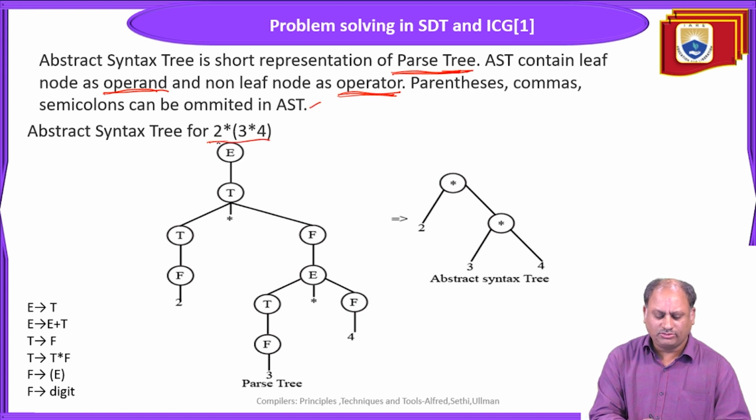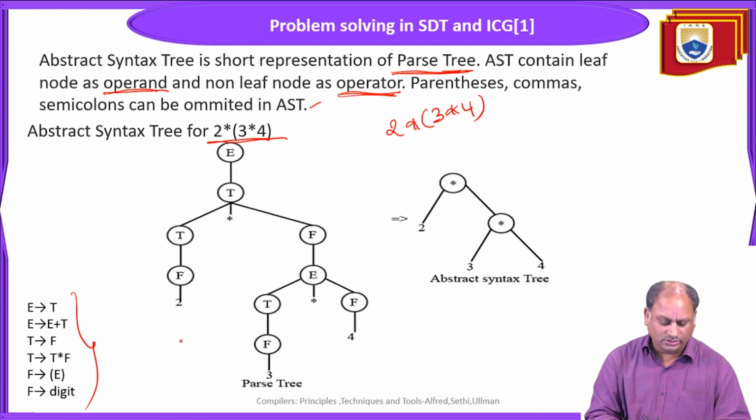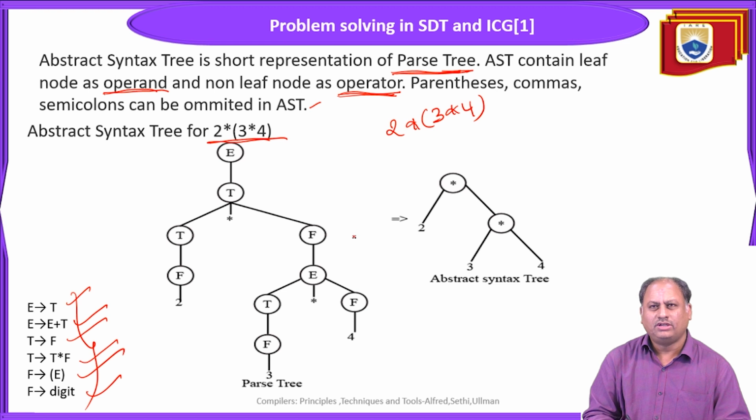For example, let us construct an abstract syntax tree for the expression 2 star 3 star 4, for the given grammar. The grammar is: E derives T, E derives E plus T, T derives F, T derives T star F, F derives E, F derives digit. Now this is the given expression. For this, the resultant parse tree can be drawn with the help of this grammar.